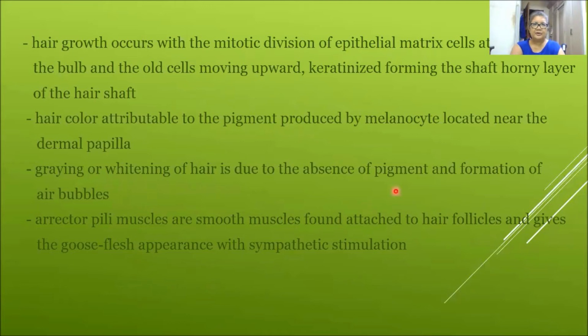Now, hair growth occurs with mitotic division. The division will be at the epithelial matrix cells at the base of the bulb, and the old cells move upward and keratinize, forming the shaft of the hair. Now, hair color is attributable to the pigment produced by melanocytes located near the dermal papillae. So you have melanocytes to give the color of your hair.